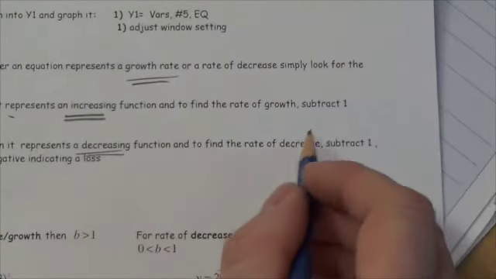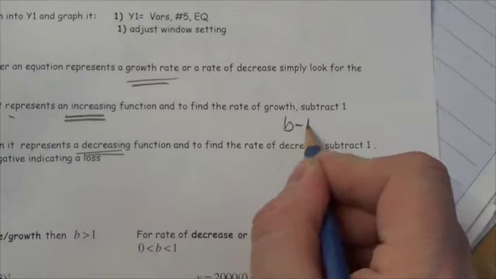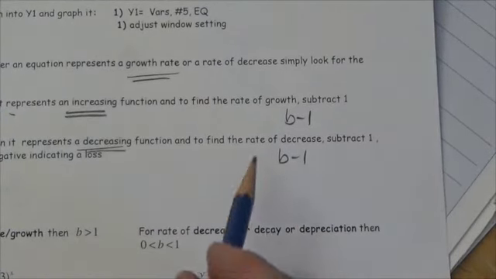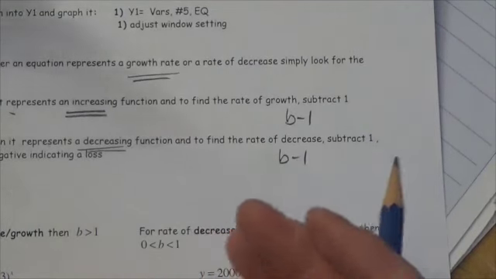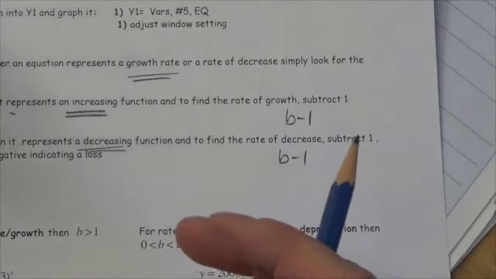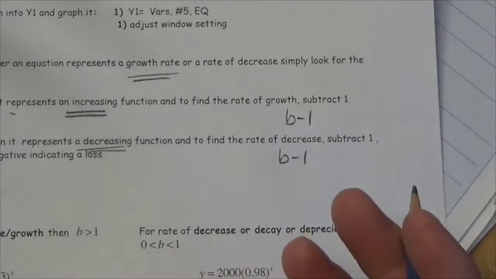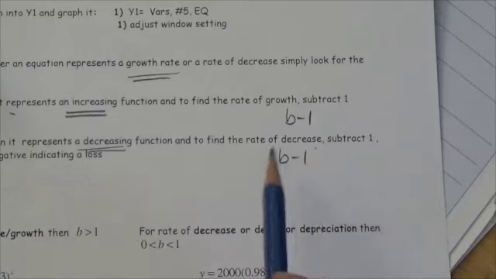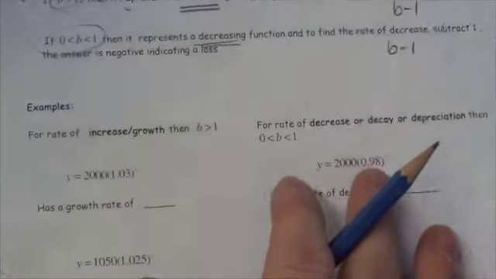We're going to take the B value, and just like it says right here, we're going to subtract 1. Okay? And that's going to give me the rate of increase. So if you've got like a 5% growth or like a 10% decay sort of thing, we're losing 10% here. You always do it by taking the B value and subtracting 1. Now let's take a look at some examples down here.